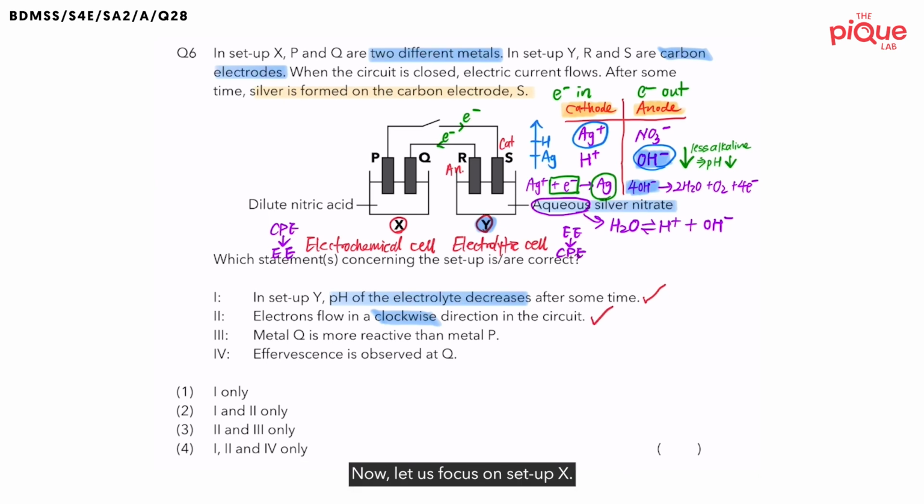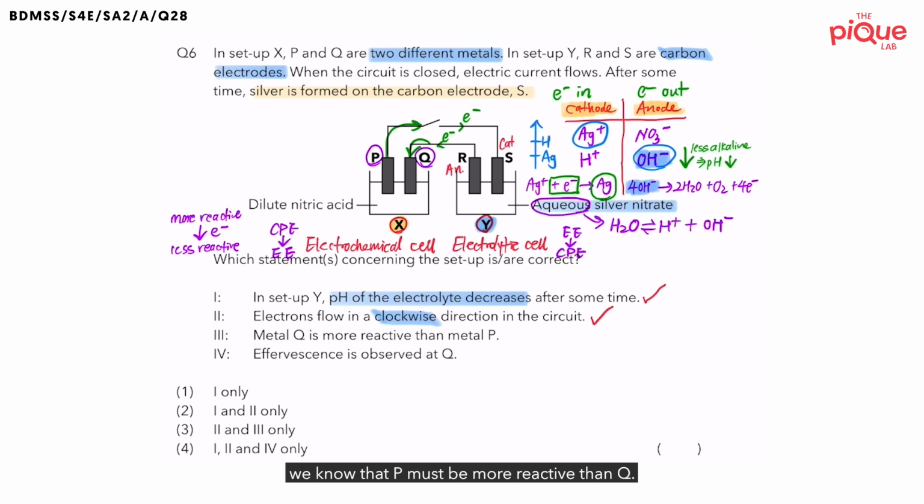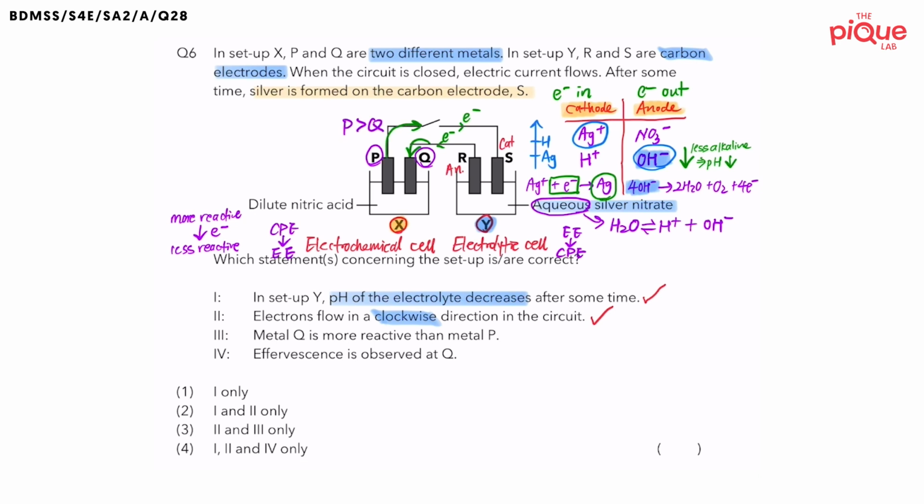Now, let us focus on setup X. What you need to think of next is, given the electron flow in this direction, which of these metals is the more reactive metal? Will it be P or Q? In order to approach this, you need to recall the key concept that you have learned for electrochemical cell, which is electrons always flow from the more reactive to the less reactive metal. In setup X, we can see clearly that the electron is flowing from P to Q. Therefore, we know that P must be more reactive than Q. This implies that statement 3 is incorrect.